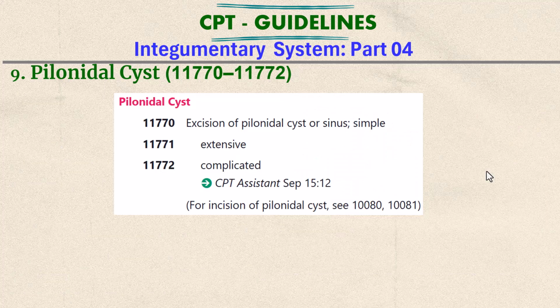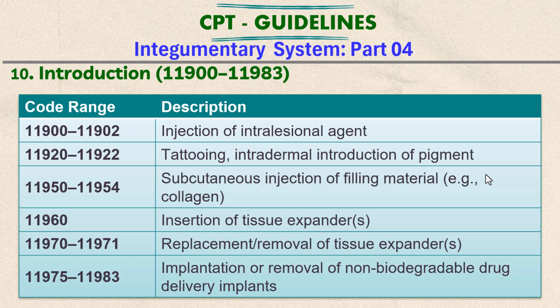Here only 3 codes are there. 11770 is excision of pilonidal cyst or sinus, simple. 11771 is extensive. 11772 is complicated. These codes are for excision. If incision of a pilonidal cyst is done, you use these codes: 10080 and 10081. The next topic is introduction.